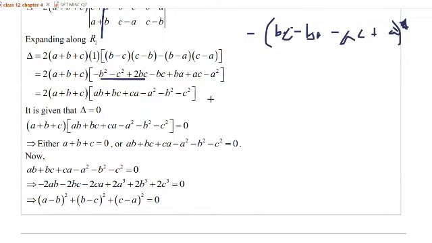Now since this whole determinant is equal to 0, so we can say either this thing is 0, A plus B plus C is 0, because if the product of two numbers is 0, then either first number is 0 or second number is 0 or both may be 0. So either A plus B plus C is 0, right, or this whole thing is 0. So first condition is either A plus B plus C is 0, and this one I will solve.